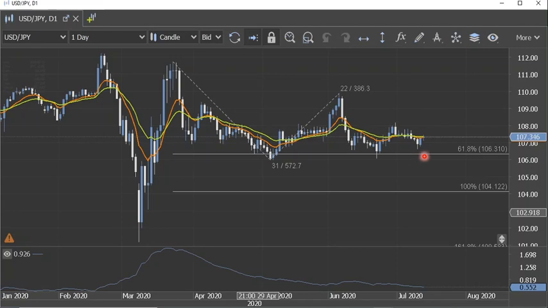And in yesterday's session, we saw a recovery happening after getting close to this immediate support zone on two occasions. We have seen USD JPY recover from these 106 levels, and this time around has also been no exception.